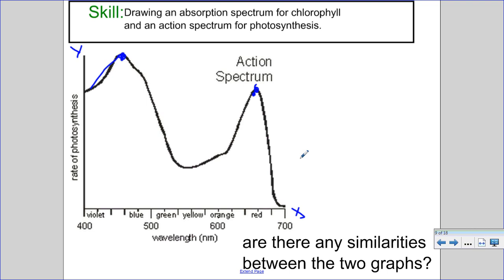And one thing you should be able to note are the similarities between an action spectrum and an absorption spectrum. Basically, where you find a peak on the action spectrum corresponds to a peak on the absorption spectrum. So where lots of blue light is being absorbed is where you would expect lots of photosynthesis to happen. And then same with that red wavelength of light.